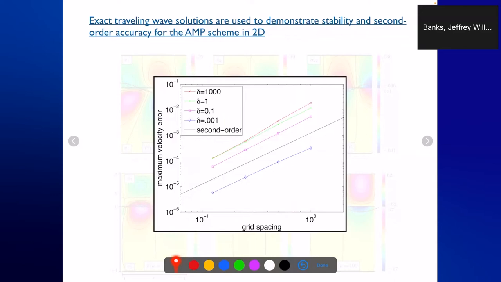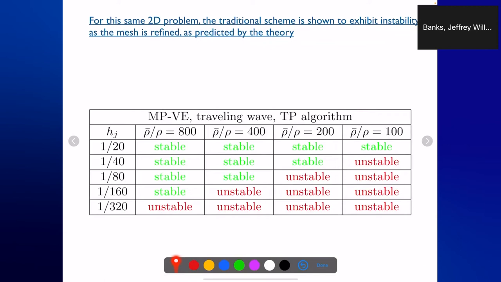Just to say that things agree with the theory, we did a study where we took a scheme which appeared to be stable for a mass ratio of eight, where the solid is 800 times that of the fluid. You see, if I have a coarse grid, it looks stable, it looks stable, it looks stable. And then all of a sudden, when you run it for a sufficiently fine grid, the code blows up. Same thing for a solid that is 400 times the fluid, or 100 times the fluid. So everything here is consistent.